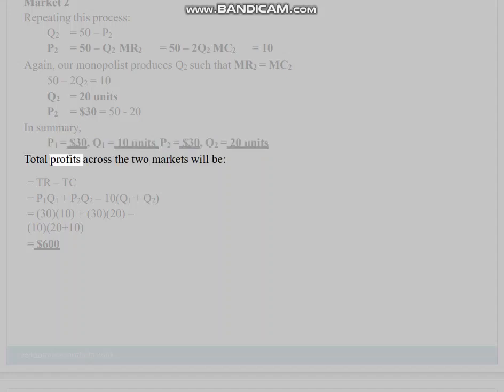Total profits across the two markets will be pi = TR - TC = P1Q1 + P2Q2 - 10(Q1 + Q2) = 30(10) + 30(20) - 10(30).